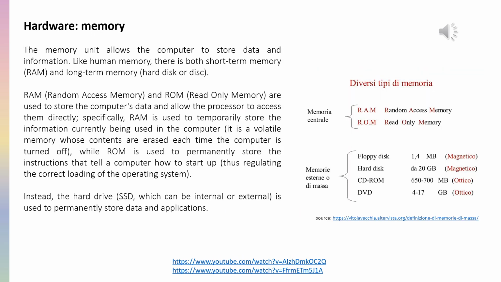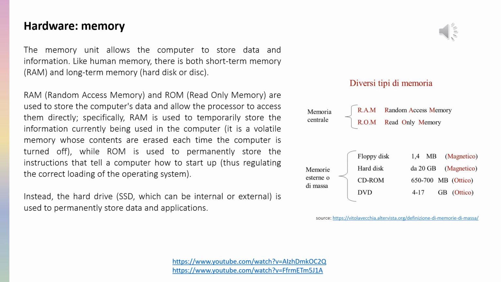The memory unit allows the computer to store data and information. Like human memory, there is both short-term memory (RAM) and long-term memory (hard disk or disk). RAM (random access memory) and ROM (read-only memory) are used to store the computer's data and allow the processor to access them directly.